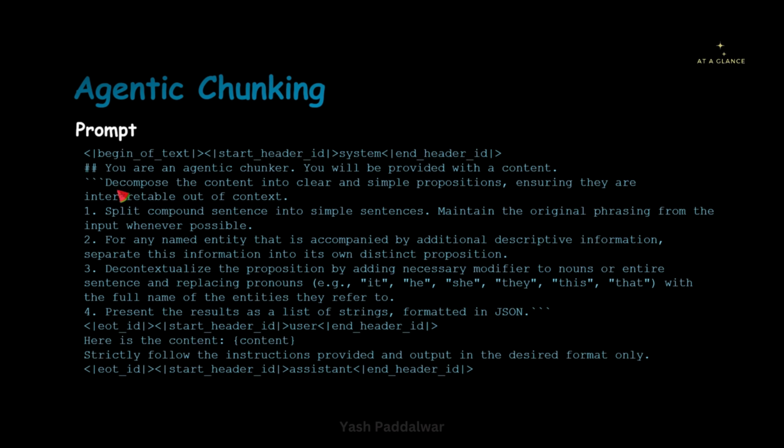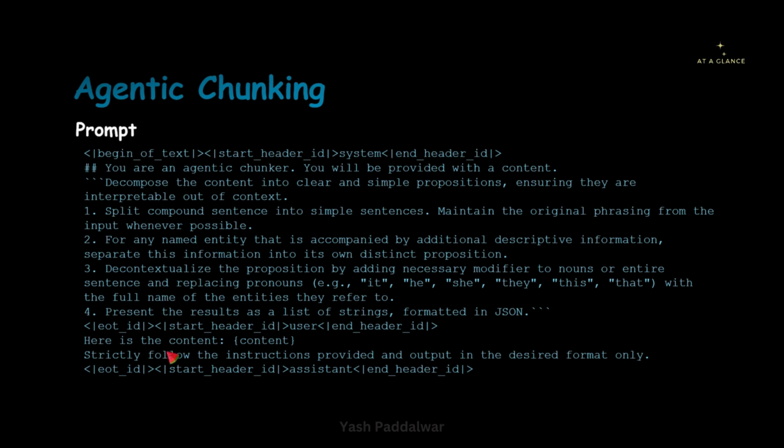So I have highlighted these statements. What exactly does it have to do? It has to decompose the content that is provided into clear and simple propositions. Now, since the large language model is trained on a humongous amount of data, it understands the significance of each and every word. So that is why I don't have to explain what exactly a proposition is. I can simply write the word proposition and I can describe it in simple lines if required, ensuring that they are interpretable out of context.